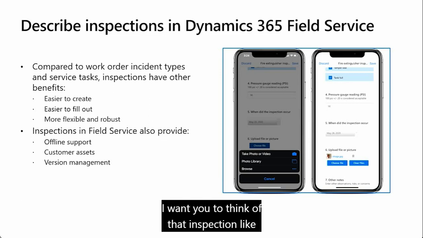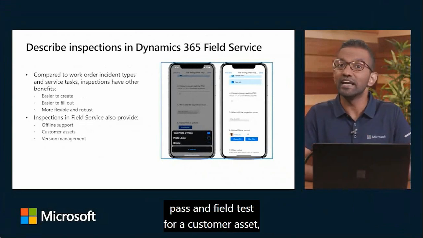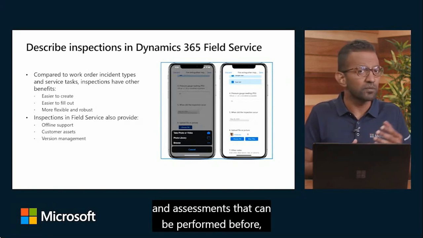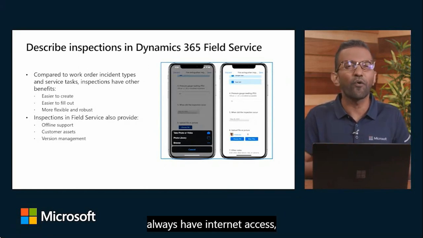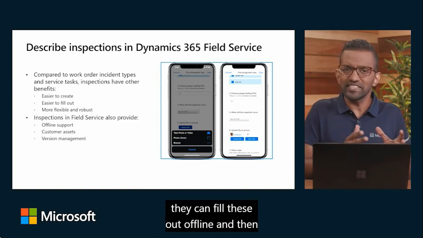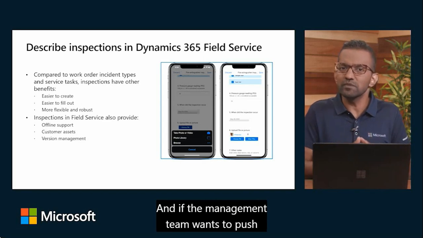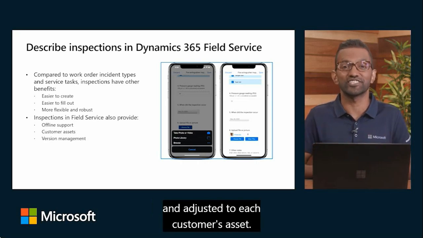And I want you to think of that inspection like a digital form that your technicians are filling out in the field. Some of the questions can include safety protocols, pass and fail tests for a customer asset, an interview with a customer, or other audits and assessments. They can be performed before, during, or after a work order. And since your technicians may not always have internet access, they can fill these out offline and then sync them when they have internet access. And if the management team wants to push out an update, with a simple click of a button, the updates will be sent out and adjusted to each customer's asset.